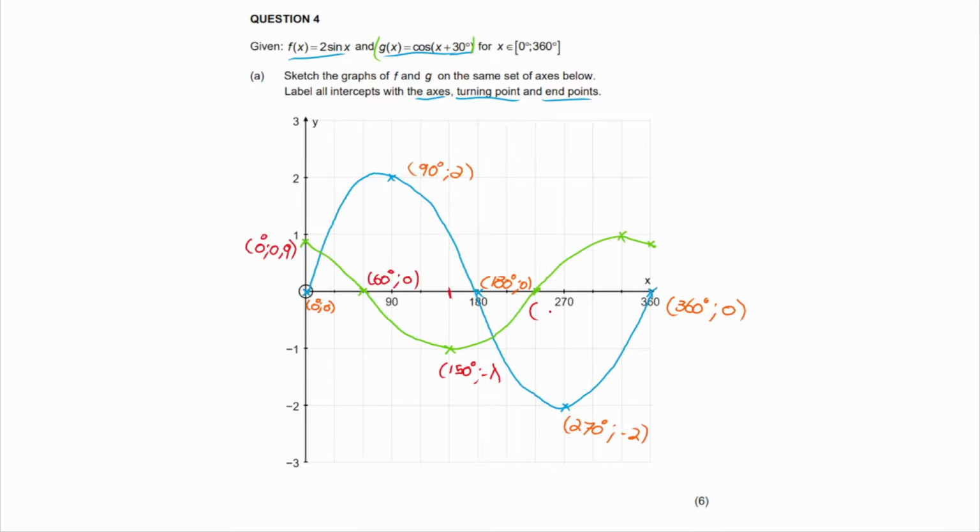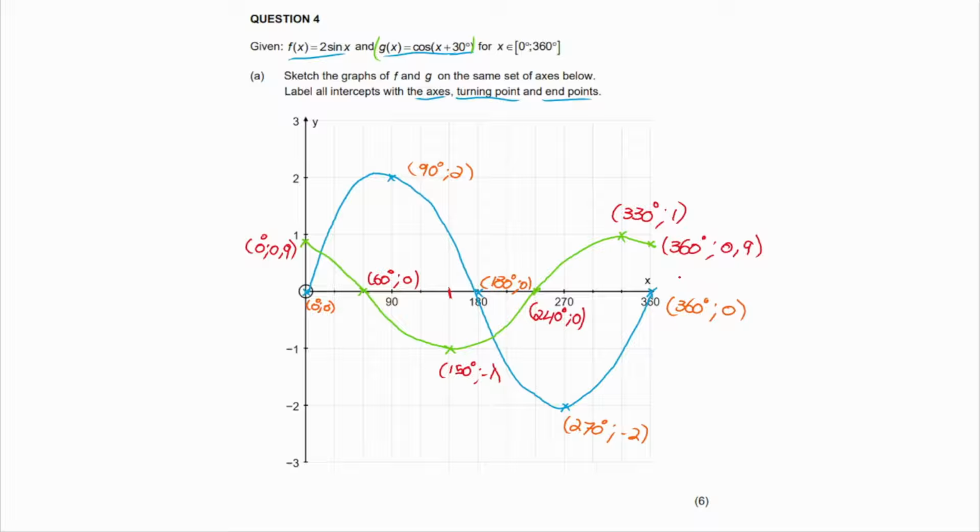This is an intercept, we need to label it. That would be 240 degrees, 0. And this is a turning point, so we need to label it. It is 330 degrees, 1. And then this is 360 degrees and 0.9.